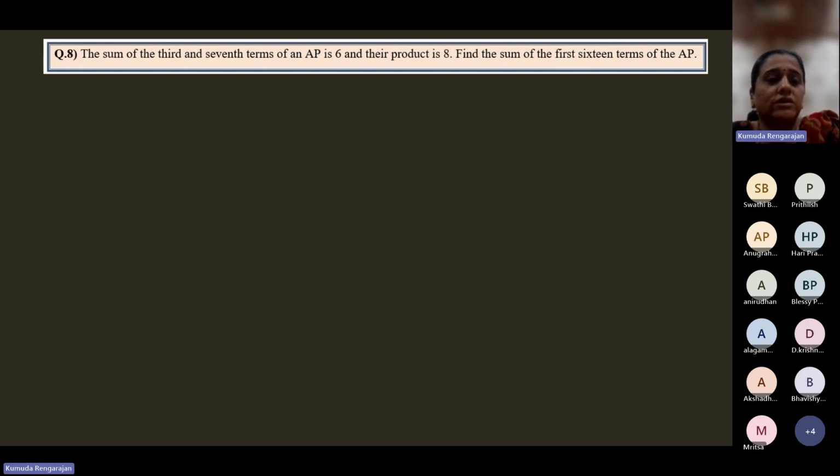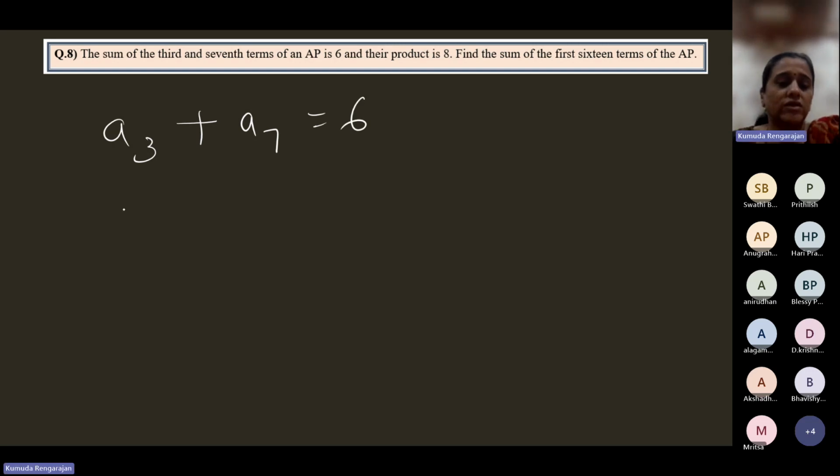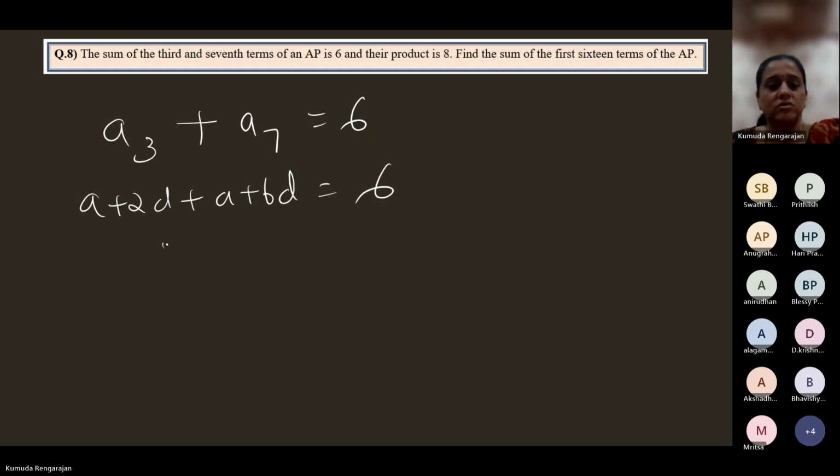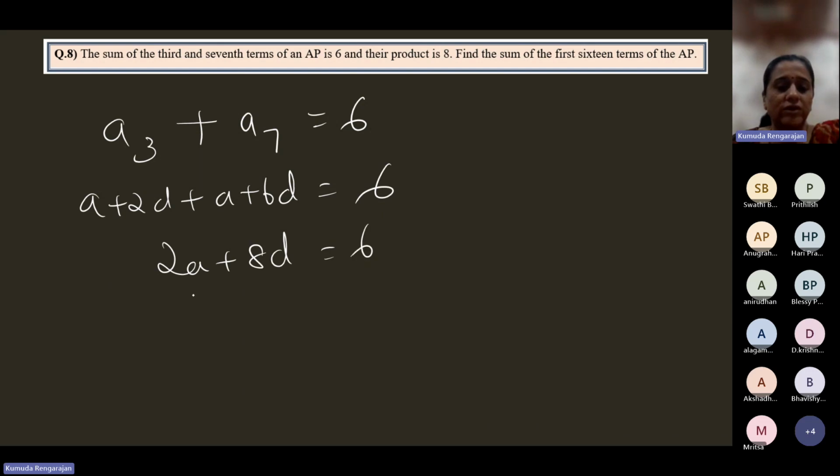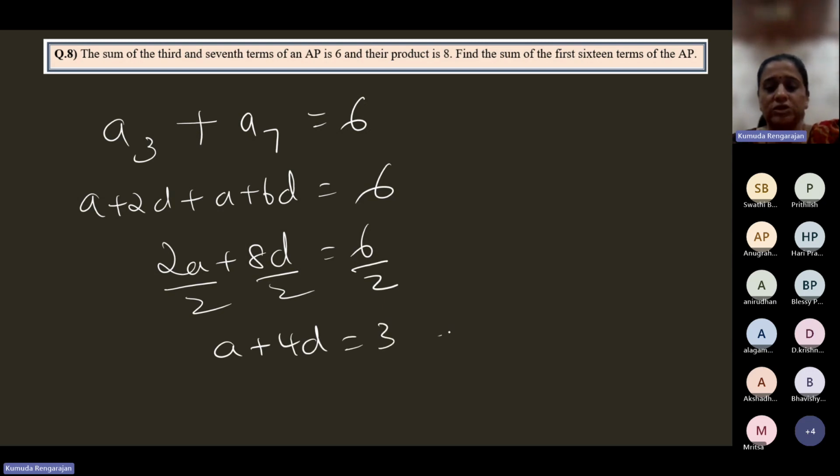So the sum of the third and seventh terms of an AP is 6. The sum of the third term and the seventh term is 6. So that means A plus 2D plus A plus 6D is equal to 6. So 2A plus 8D is equal to 6. When you divide by 2 throughout, you get A plus 4D is equal to 3. So this is one equation.